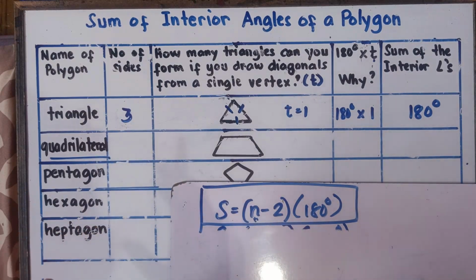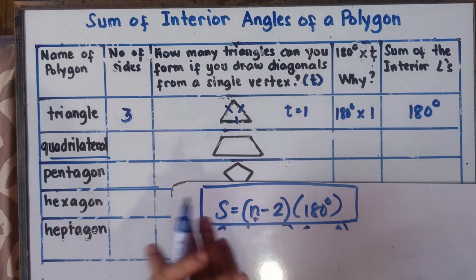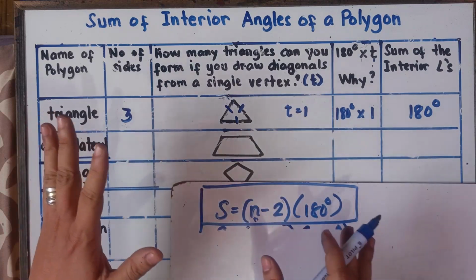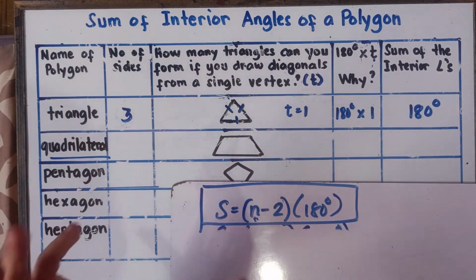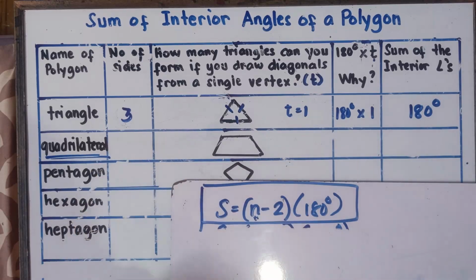Remember that one, class, because many of the students commit a mistake. They think that a four-sided polygon, the answer is square. Nope, it's not square, it's not rectangle, it's not trapezoid. A four-sided polygon, the answer, class, is quadrilateral.